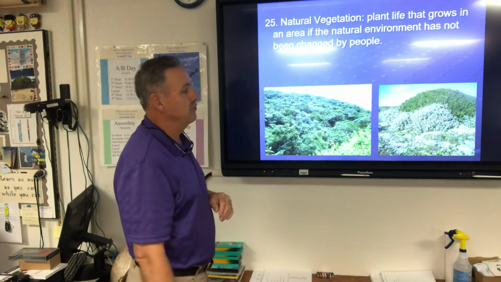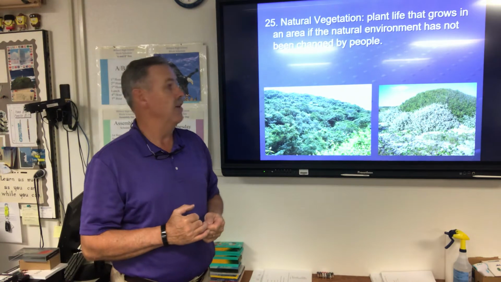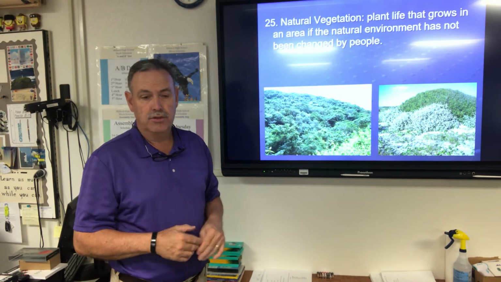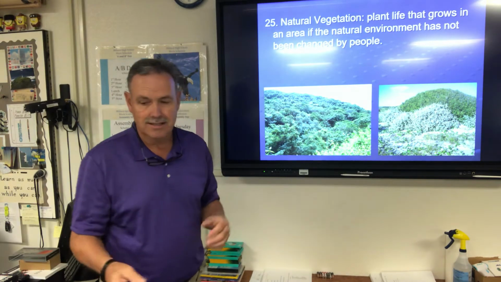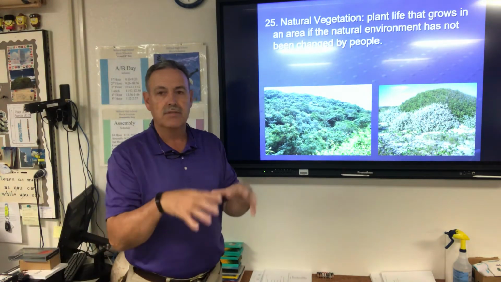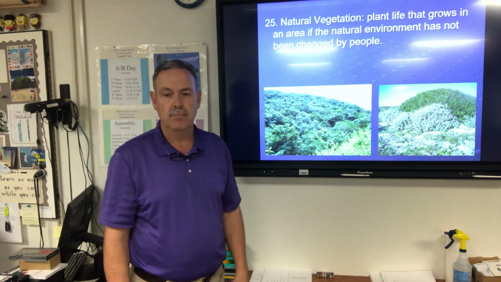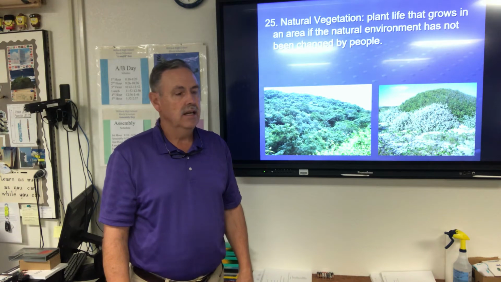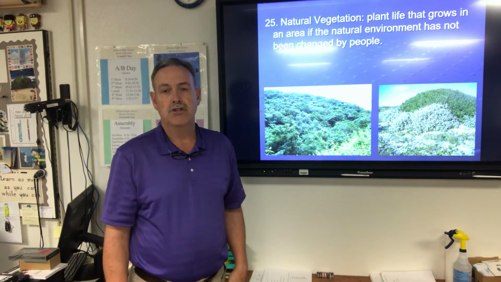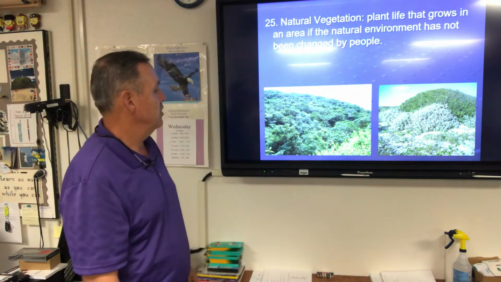Okay, some natural vegetation. This is plant life that grows in an area if the natural environment has not been changed by people. So things that occur naturally. And I always use this example. I don't know where I heard this, but we have a lot of sagebrush throughout Utah, here in Millard County and by Fillmore where we live. But I had heard that sagebrush actually came from Russia. So if that's true, that wouldn't be considered natural vegetation.